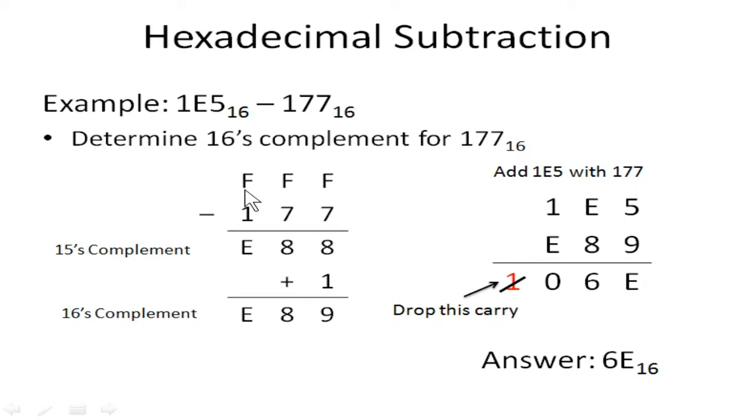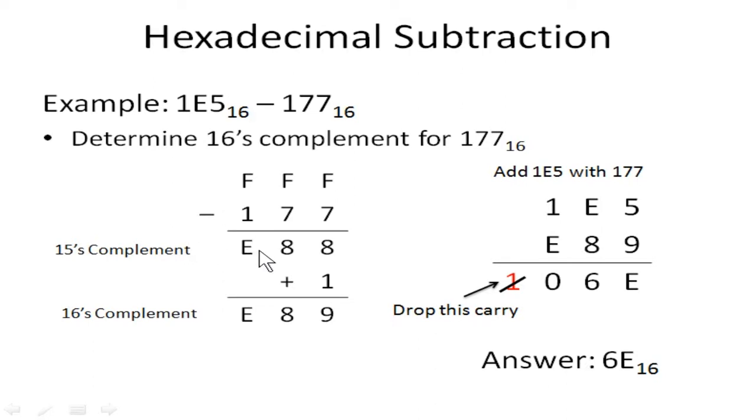So here the negative number is minus 177. The maximum value is FFF, that is a 3-digit number. So write FFF and then write 177 according to the positional value and just subtract it. F minus 7. F is nothing but 15. 15 minus 7 is 8. Same way again, F minus 7 is 8. Then F minus 1, 15 minus 1 is 14. The hexadecimal equivalent is E. So E88 is the 15's complement for the number 177.